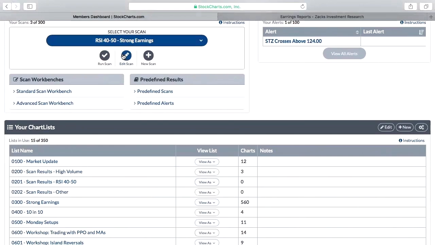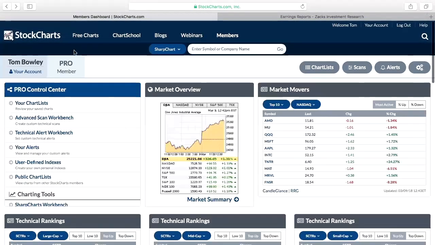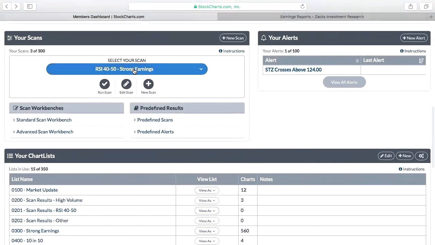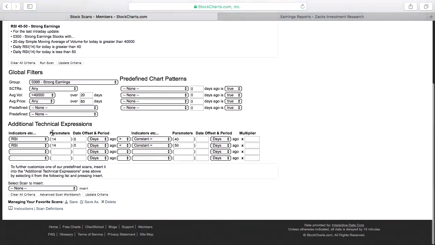And so if I run this scan, actually, let me go back. I don't want to run the scan just yet. I want to show you the scan. All right, so let's edit the scan, then you can see it. But essentially what this is again, I'm scanning against my strong earnings chart list, and I'm looking for an RSI greater than 40 and an RSI less than 50. So I'm getting stocks with RSIs in the 40s.